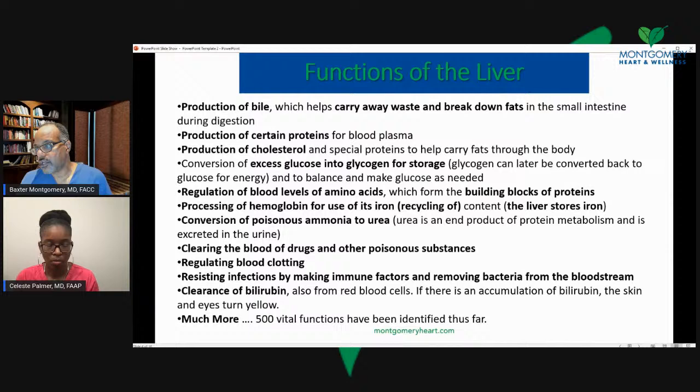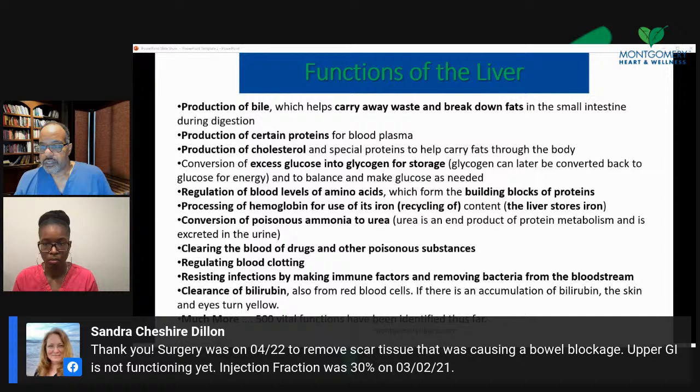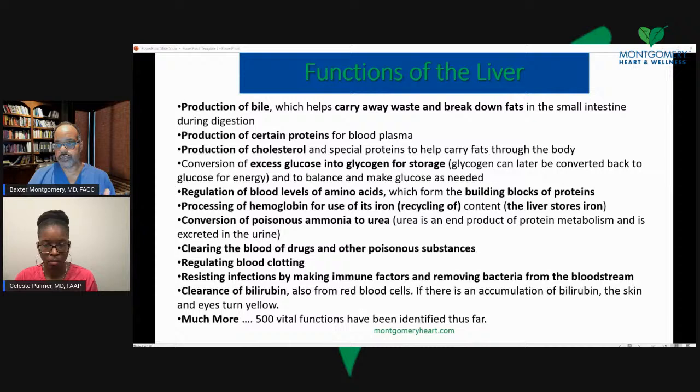Surgery was on 4/22 to remove scar tissue that was causing bowel blocks. Upper GI is not functioning yet. Ejection fraction is 30%. Yeah, it's not always a direct correlation, Sandra, but if someone has low cardiac output, the way I like to think of it is this: if you have low cardiac output, you have poor circulation. So poor circulation can impair healing, whether that healing is post-surgical healing, et cetera.